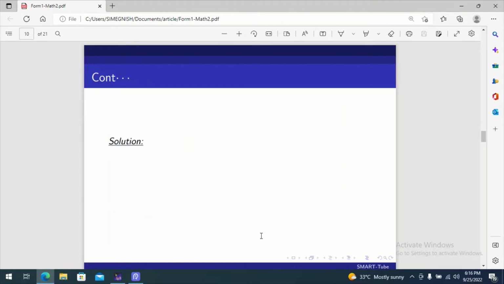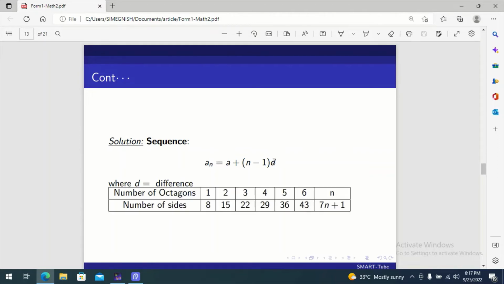So now let's see the formula for the sequence. What is the sequence formula? We have the first term plus n minus 1 times d, where d is the difference. We know the first term is 8, and we don't know n, but we know the difference, which is 7. So substituting into this formula, 8 plus n minus 1 times 7, then rearranging, you'll get this formula here. So let's try it.